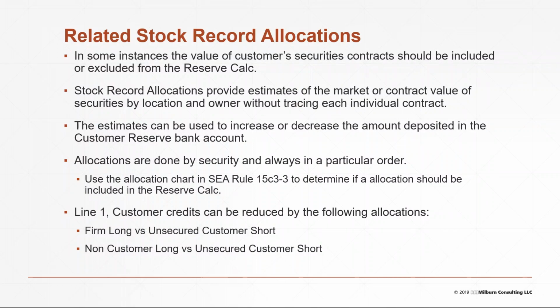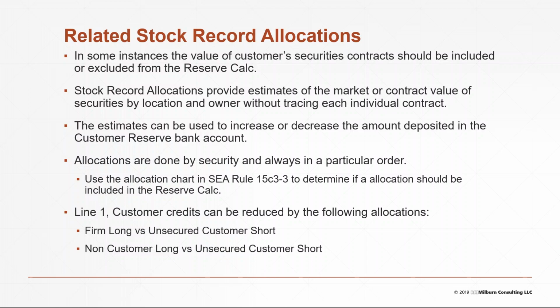So, stock record allocations. We haven't discussed this yet, but stock record allocation is just a shorthand way to determine which security contracts are related to customers versus the firm's contract. In some instances, these will increase the reserve deposit. In some instances, they will reduce the amount that's going to be deposited in the reserve account. For this particular line item, there are two we're interested in today. They're the firm long versus the unsecured customer short, and the non-customer long versus the unsecured customer short.